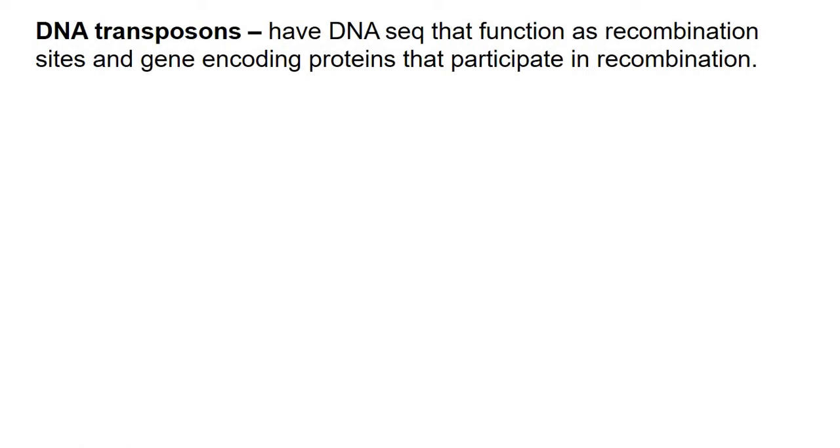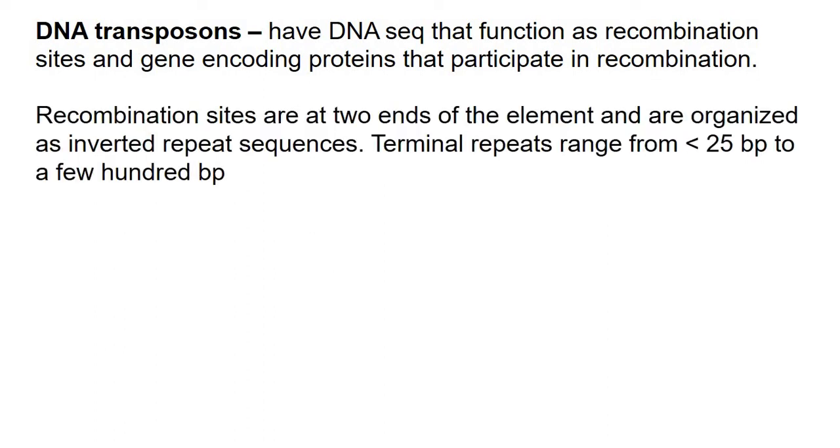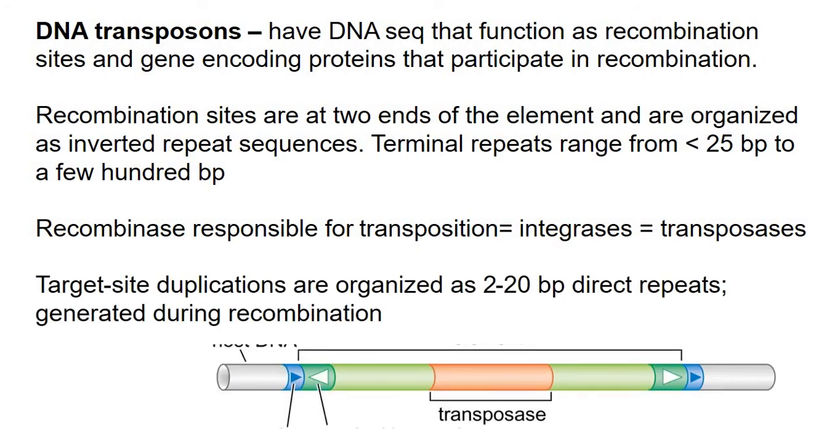Okay, DNA transposons, let's talk more about these. They have a DNA sequence that functions as recombination sites and genes encoding proteins that participate in recombination. Let's just look at this here. These are those recombination sites. These green are recombination sites, and these are the genes that encode for proteins that participate in recombination or that make a transposase. Recombination sites are on both ends. These are organized as inverted repeats. These can be less than 25 base pairs or up to a few hundred base pairs depending on the transposable element.